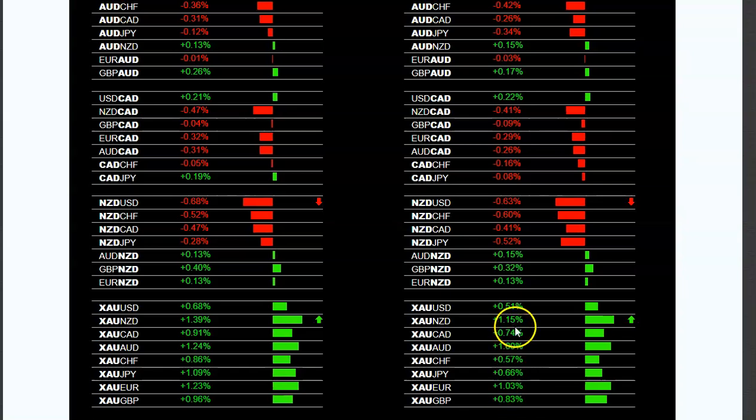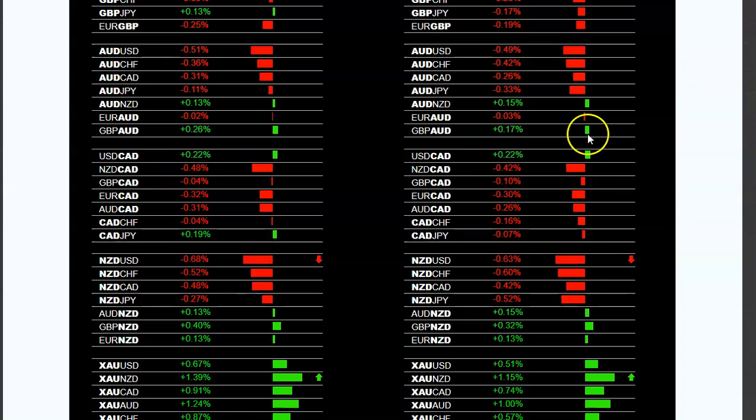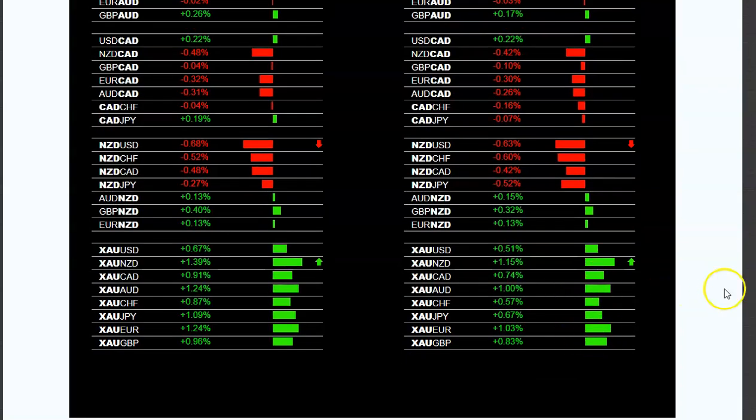Gold is a little bit weak against the US dollar, but it's strong against all other currencies, while the New Zealand dollar is slightly weak. Therefore, the big mover today is going to be anything with XAU on the left against a weak currency. Here's a great example of gold moving up very strongly against the New Zealand dollar, and also against the Aussie dollar, which is also weak. So this is an example of a great signal on the Forex heat map.